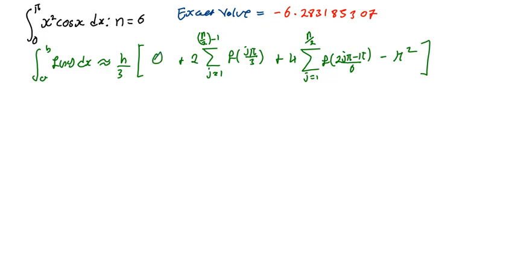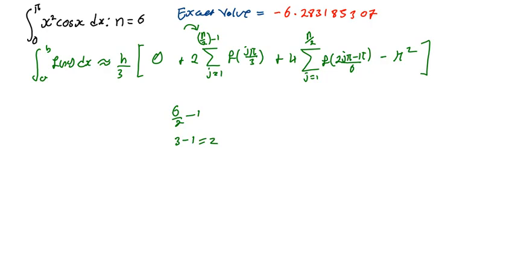Let's go ahead and work these two out. If we start with this one, here you're going to substitute the value of n, which is just 6. So that would be 6 divided by 2, minus 1. 6 divided by 2 is 3, minus 1, that's going to be 2.